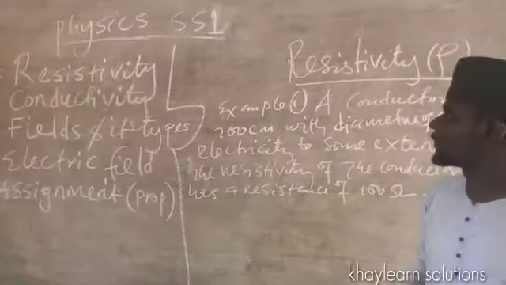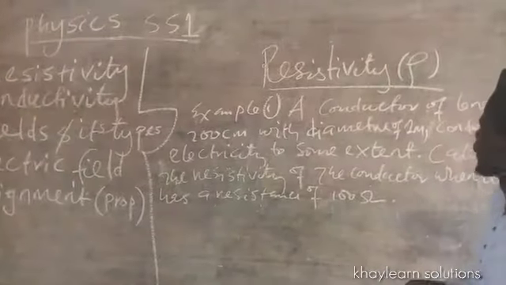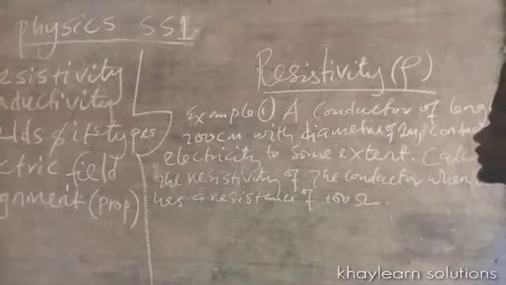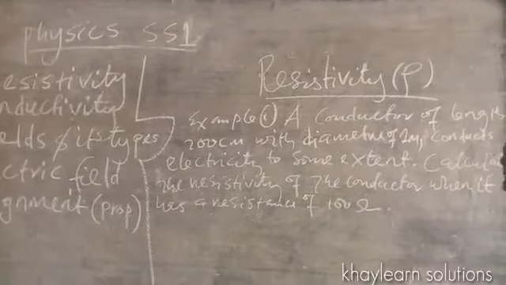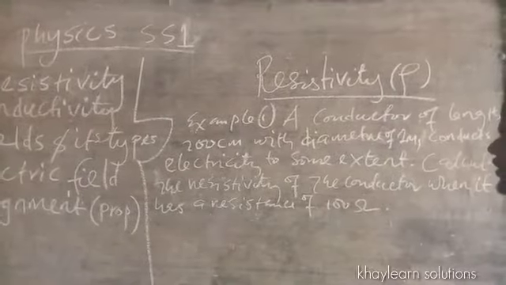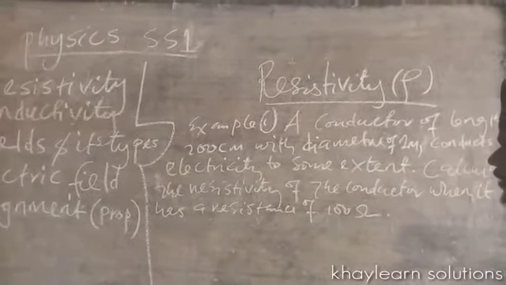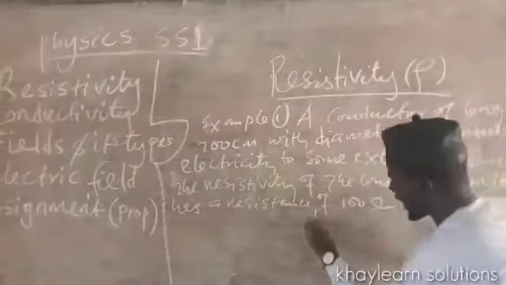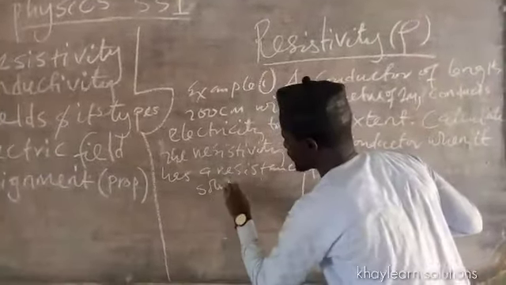Alright, like I said, we have an example to solve under resistivity, which says: a conductor of length 200 centimeters with a diameter of 2 meters conducts electricity to some extent. Full stop. Calculate the resistivity of the conductor when it has a resistance of 100 ohms. Like I said, whenever you want to solve a problem, write solution. After writing solution, break out the data.